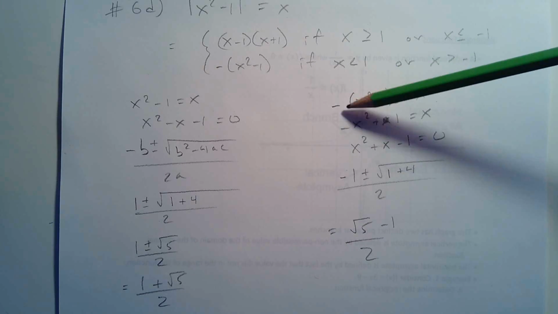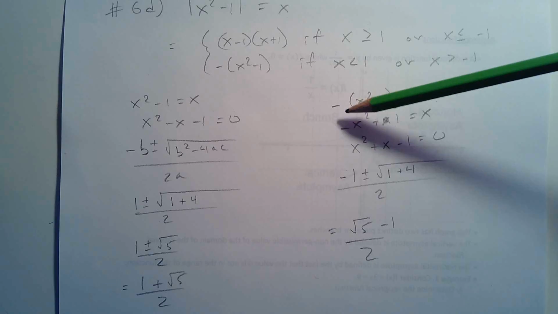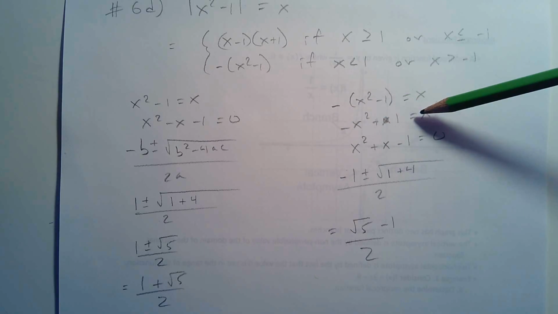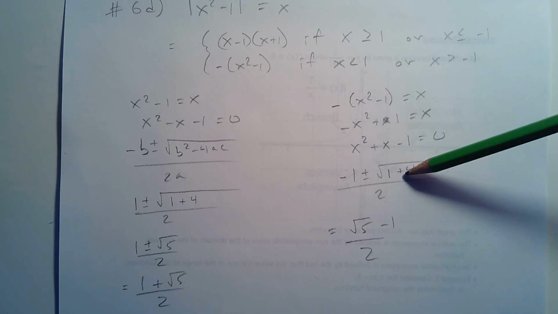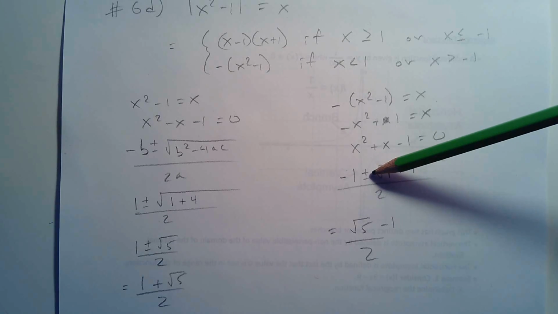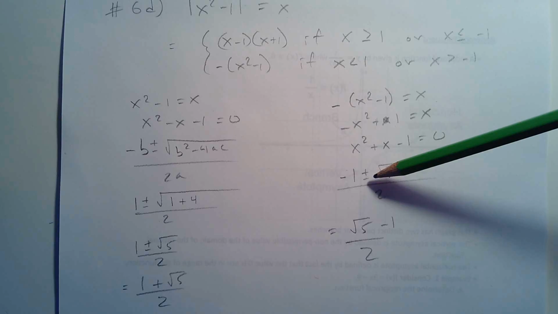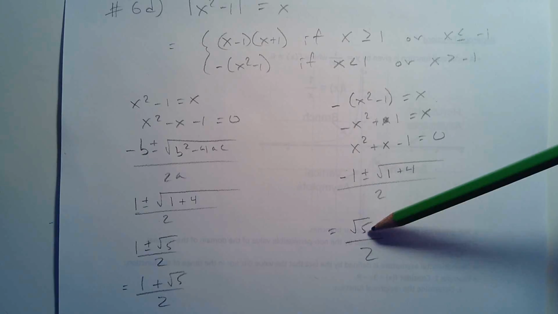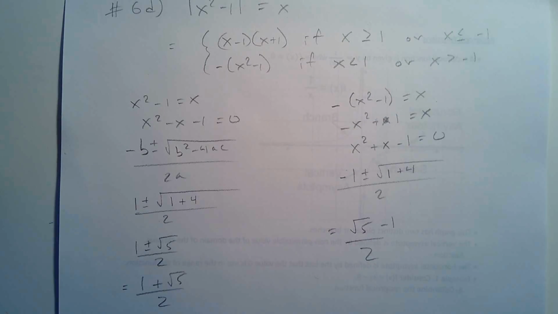Then we do the second one, which is a negative. Remember that negative is applied to everything. You put that in, and again you get plus or minus. But the minus isn't applicable here, so you get this one. Those are your two answers.